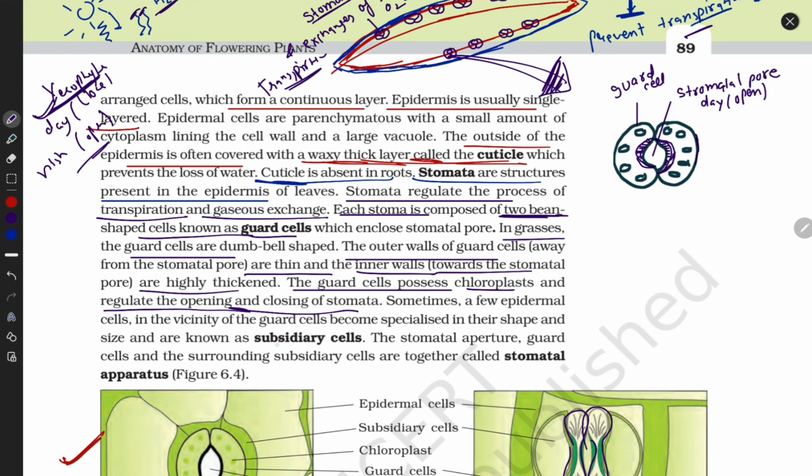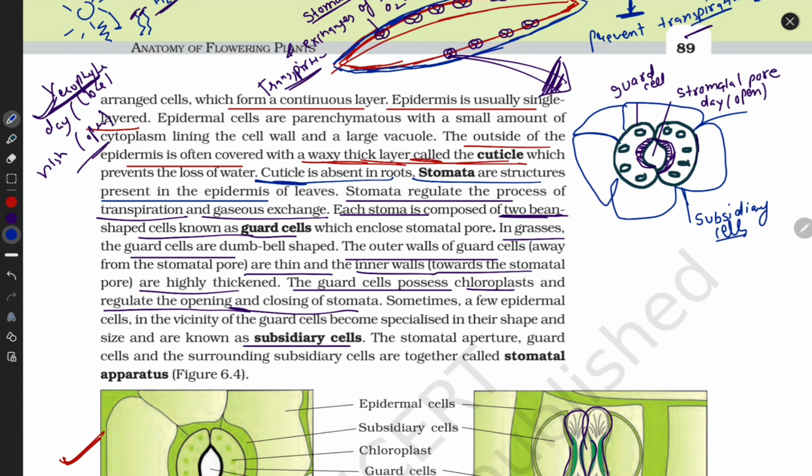Clear? Next, subsidiary cells are also present. These are the subsidiary cells. They are also helpful in regulating stomatal opening and closing. In detail, I will describe how stomata open and how they close, how the aperture is closed. So, these are the guard cells and subsidiary cells.